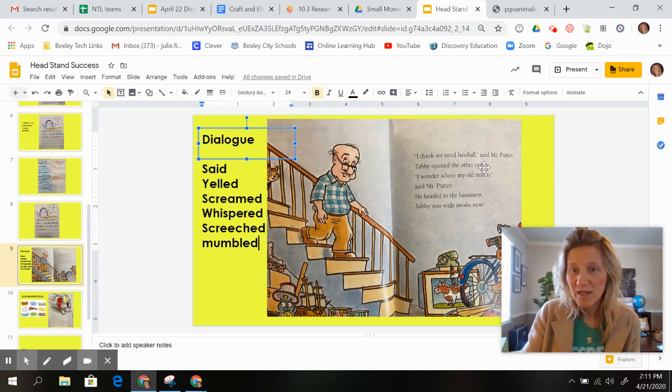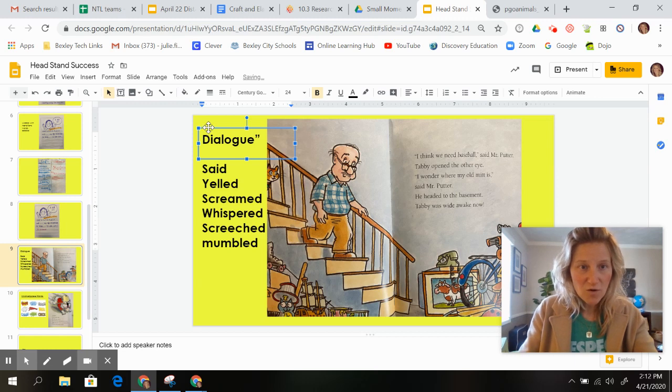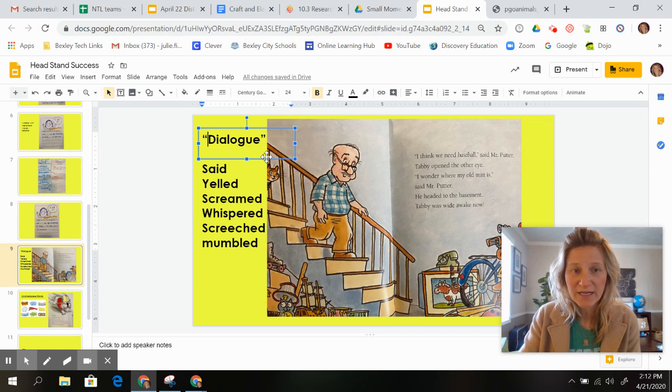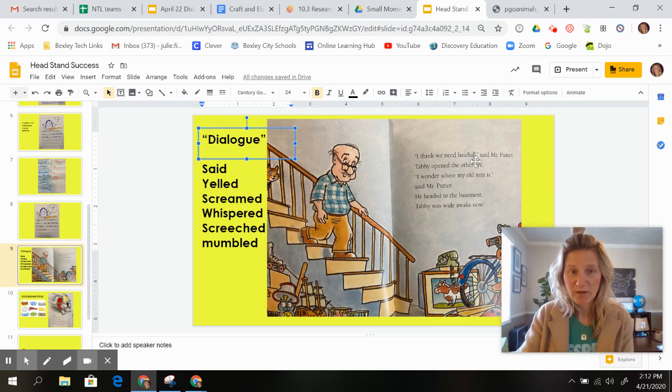"I think we need baseball," said Mr. Putter. Tabby opened the other eye. "I wonder where my old mitt is," said Mr. Putter. And you'll also notice that around the part the speaker is saying, there's something called quotation marks. So quotation marks go around exactly what the character says. So up here, Mr. Putter says, "I think we need baseball." So there's quotation marks in front of I, and there's quotation marks after baseball.